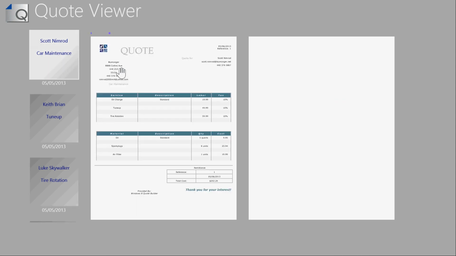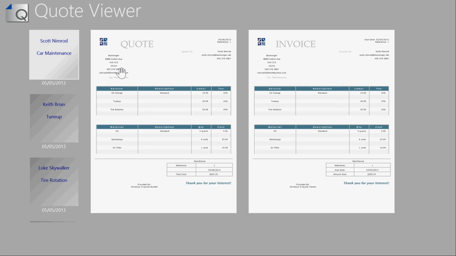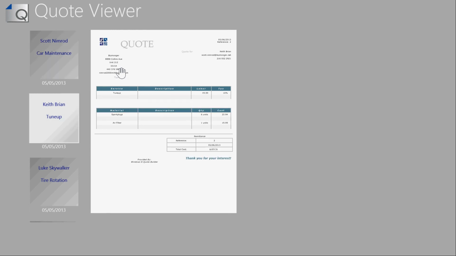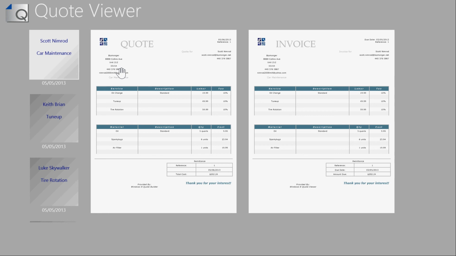So specifically, if you notice here, there's various documents per customer. They really come in two forms. With Quote Viewer, there's up to 2 documents that can be displayed per customer. The first document is the actual quote itself. So if we tap on Keith Bryan for the tune-up quote, we see just one document, which is a quote. But there's also another document that can be created, which is an invoice. And this could be created through this Quote Viewer application.